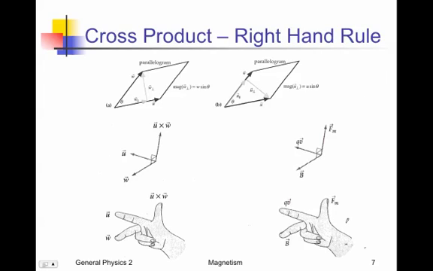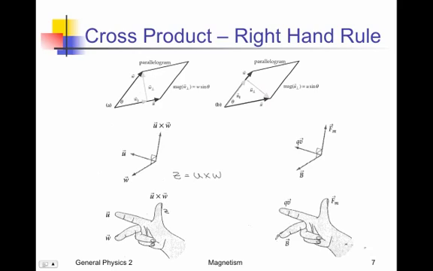This slide shows the right-hand rule, and so if we're thinking about a cross product, we point our first finger in the direction of U, U cross W, and our middle finger in the direction of W, and our thumb represents U cross W. So if I had Z equal to U cross W, then my thumb would represent Z.